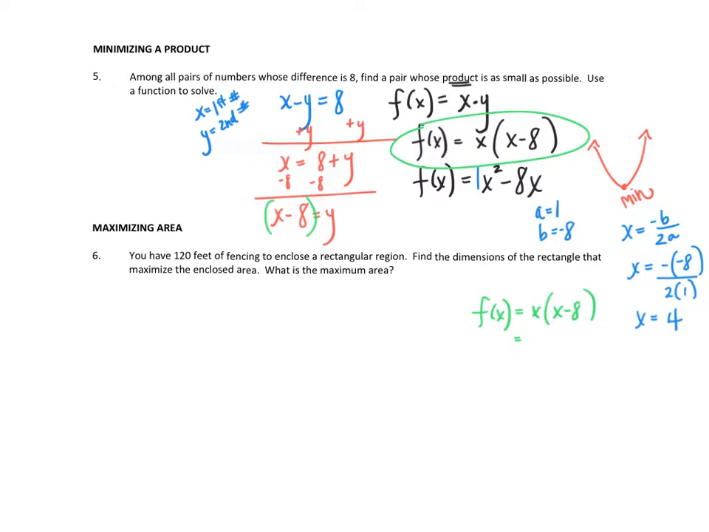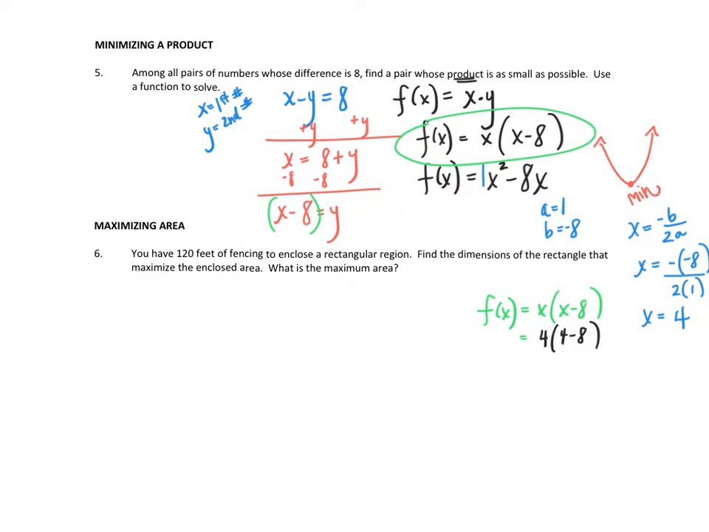So if x is 4, then my other number looks like it's going to be negative 4. So I've got 4 and negative 4 as my pair, which means, did I answer my question? Among all pairs whose difference is 8, so 4 minus a negative 4, that means their difference is 8, and whose product would be as small as possible. The product would be negative 16.